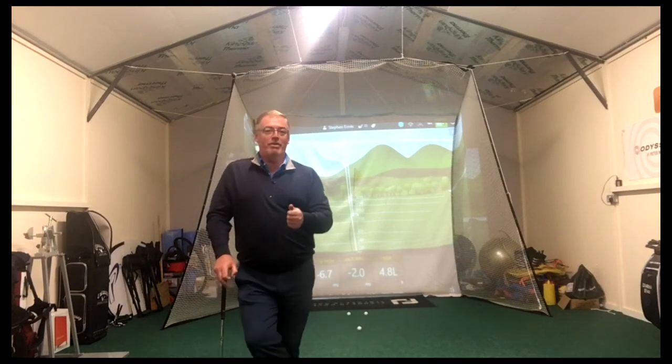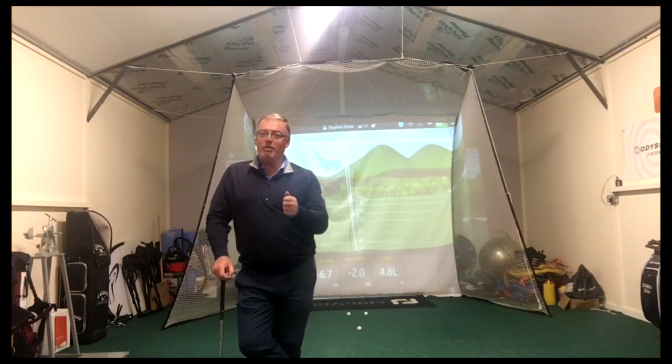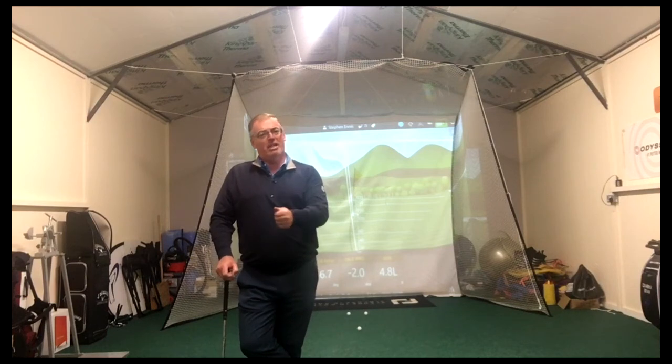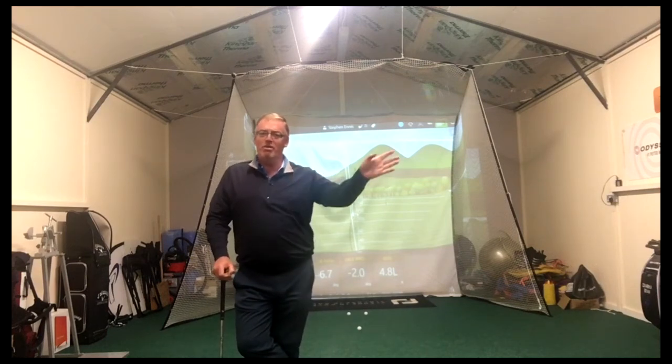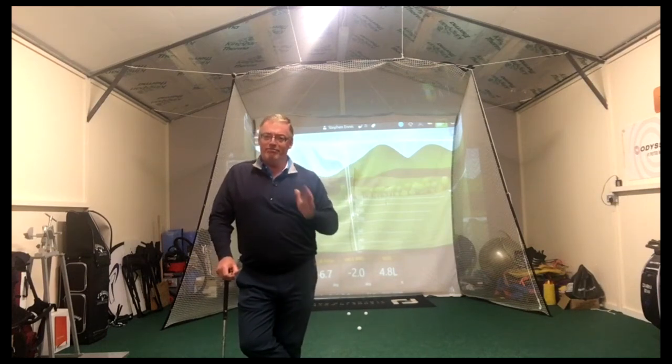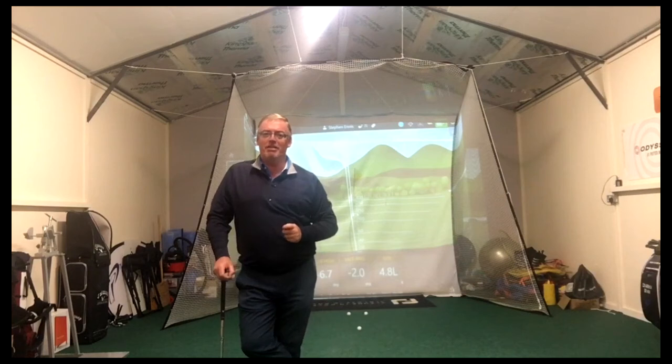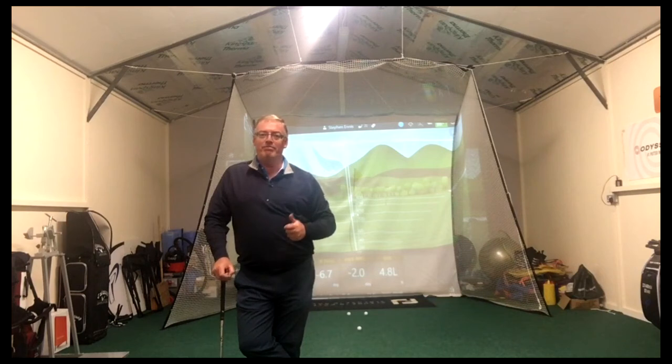I really hope you try this, because this is going to help your game. This is going to help you score. You're going to lose a lot less balls. That's a certainty. If you know where that ball is going, you're not going to lose so many golf balls. You're going to take one side of the golf course out of play. You're going to score better. You're going to enjoy the game more.